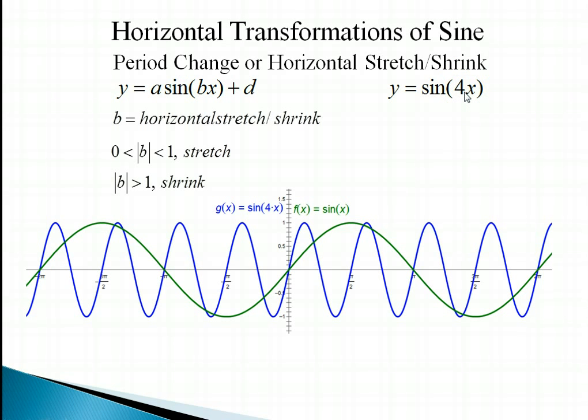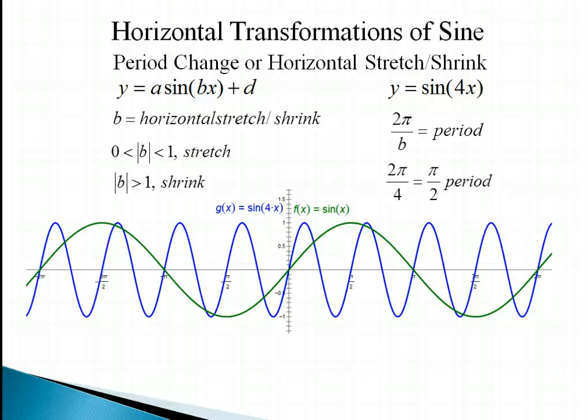So if we want to find the length of one period, all we have to do is take 2 pi and divide it by the coefficient of x, which in this case is 4, and simplify it down. So we have pi over 2, which is what we saw.